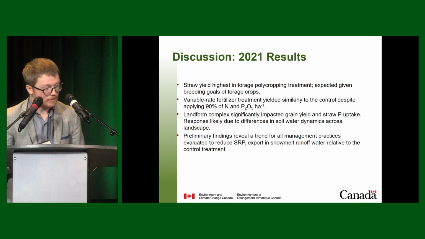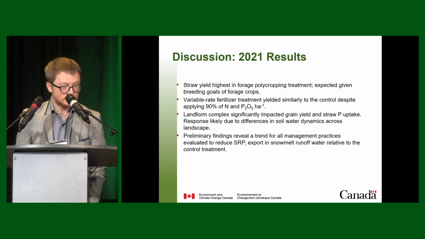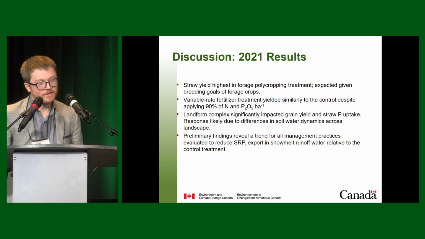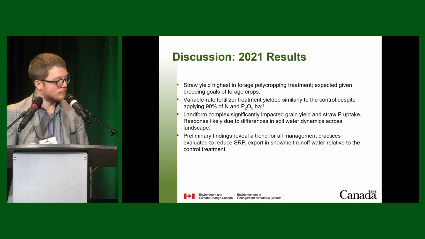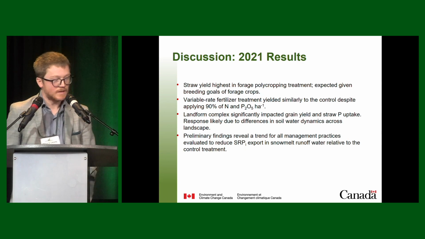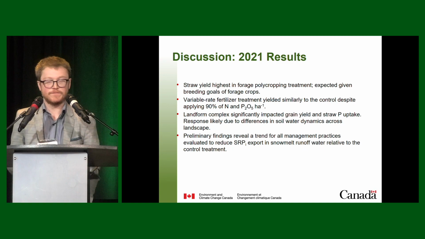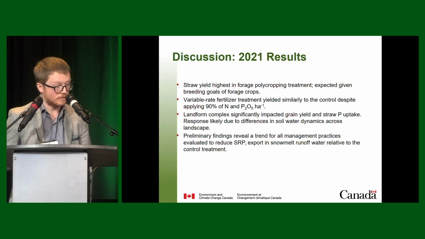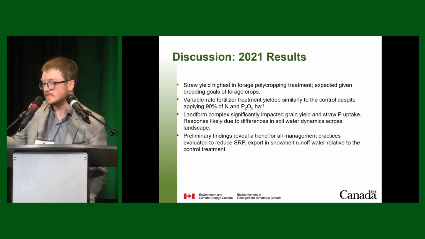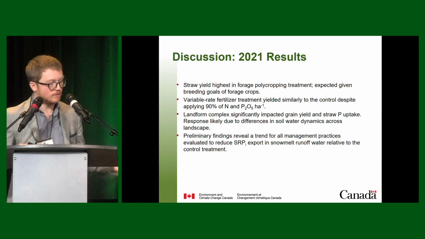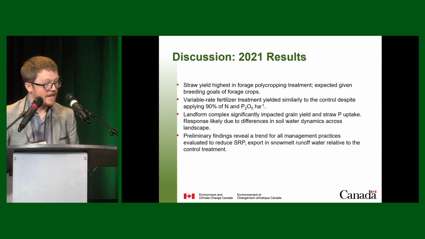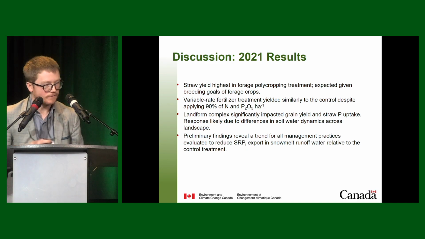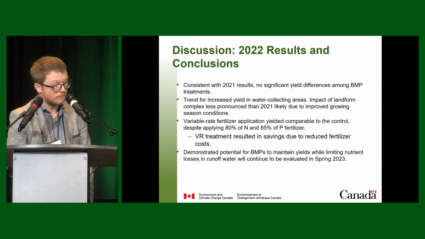And so wrapping up here, what did we see in terms of these results? The straw yield from the forage treatment is highest. Of course, this is not unexpected for what we know to be true for forage crops and their breeding goals. But importantly, the variable rate fertilizer treatment yielded similar to control with reduced fertilizer application rates. We see this effect of landform complex with elevated yields from the basins, and the preliminary findings show a signal that these strategies may be effective in reducing nutrient transport in runoff water.